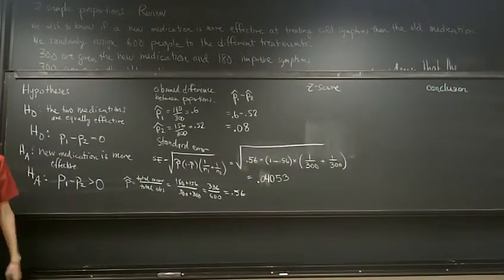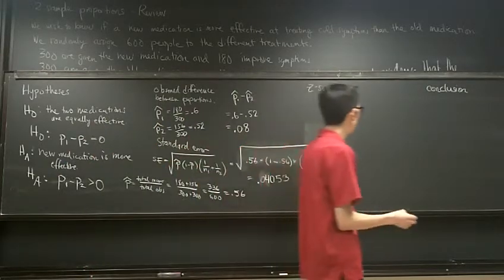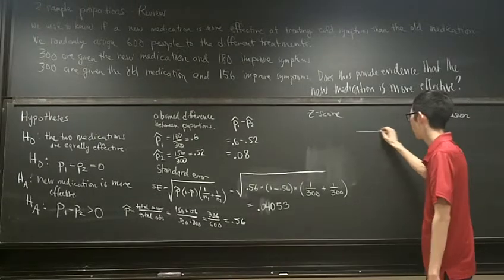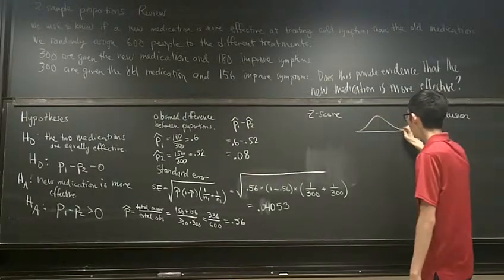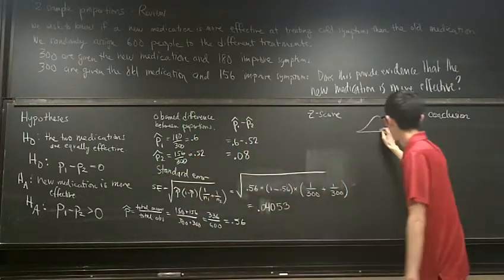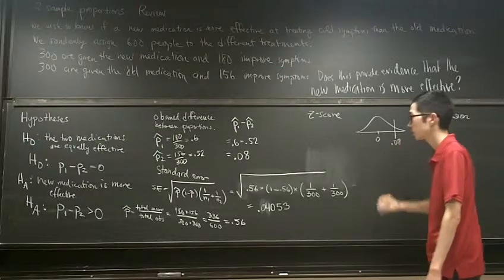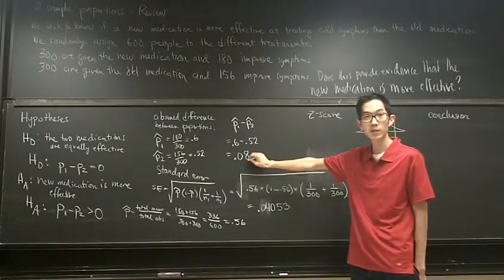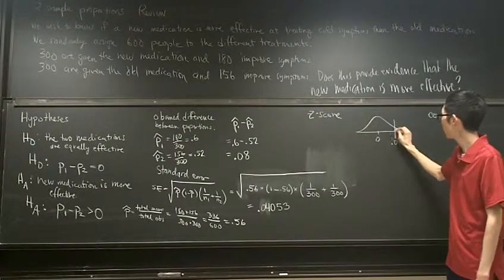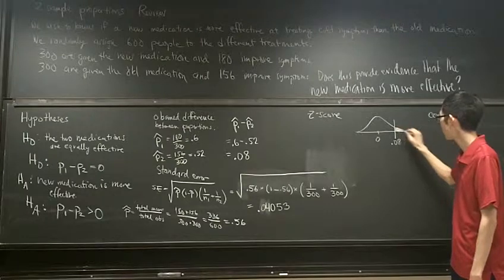So what is my z-score? Okay, so with my null hypothesis, the number that I expect is 0. That goes in the middle. And what I'm observing is 0.08. That's my observed difference. So I want to know, what's the probability of ending up in this part of the triangle, or this part of the curve.